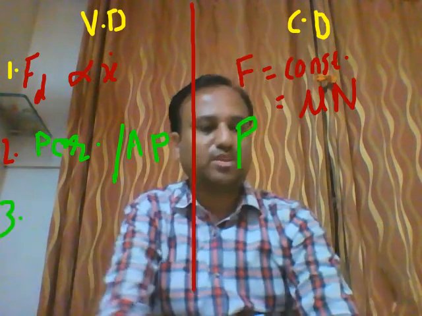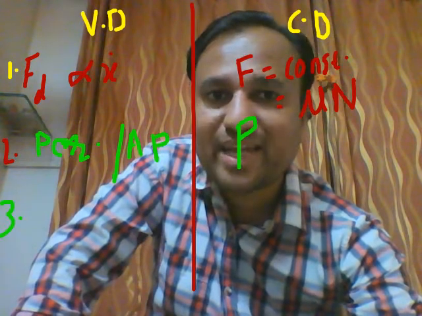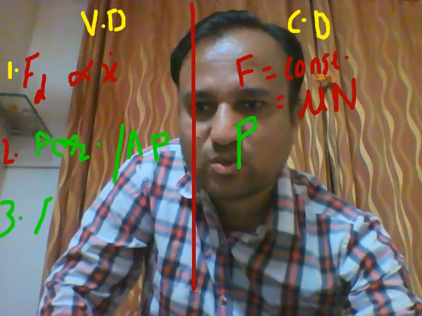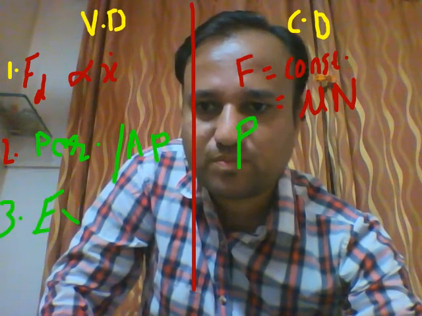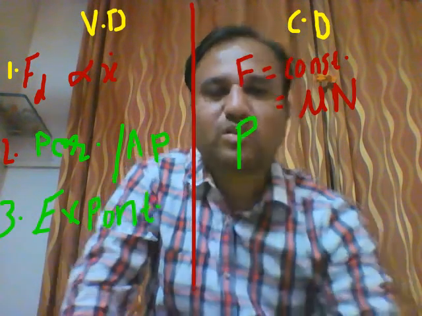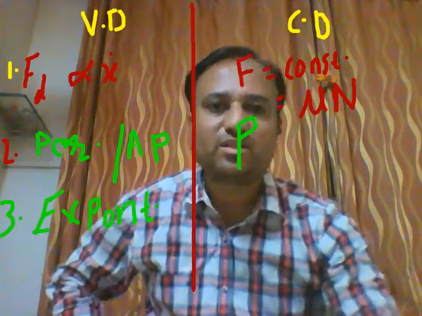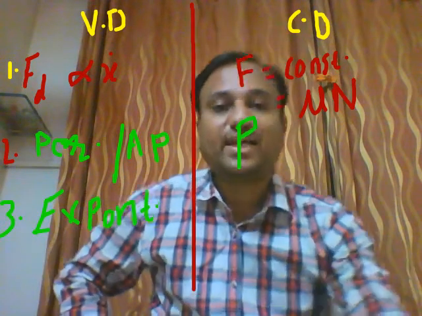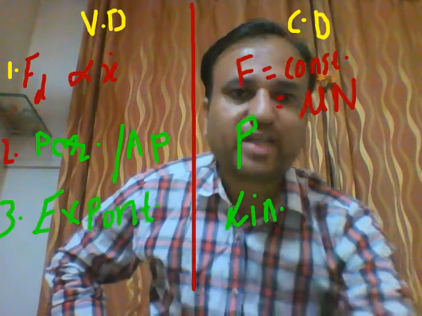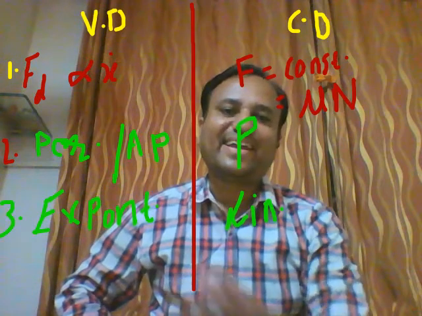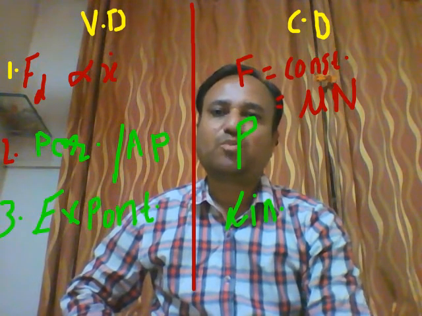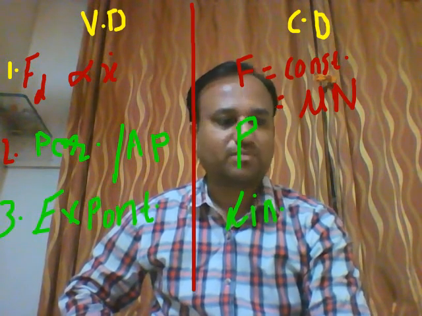Third differentiating point, student: amplitude. Decay in the amplitude or decrement in the amplitude or decrement in the displacement is an exponential variation in viscous damping, and a linear variation in Coulomb damping. So as far as Coulomb damping is concerned, our amplitude decays linearly with respect to time. Here in viscous damping, amplitude decays in an exponential manner.